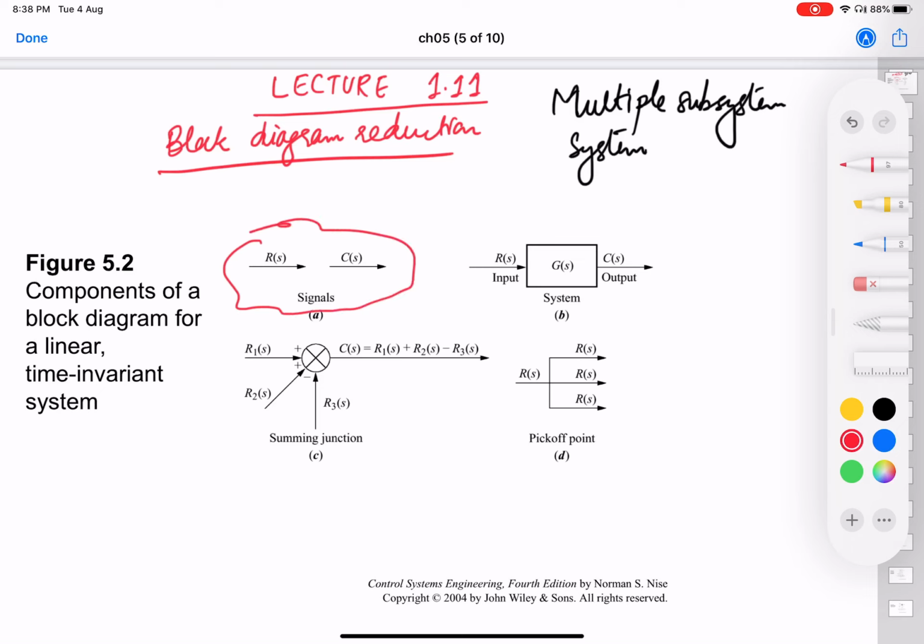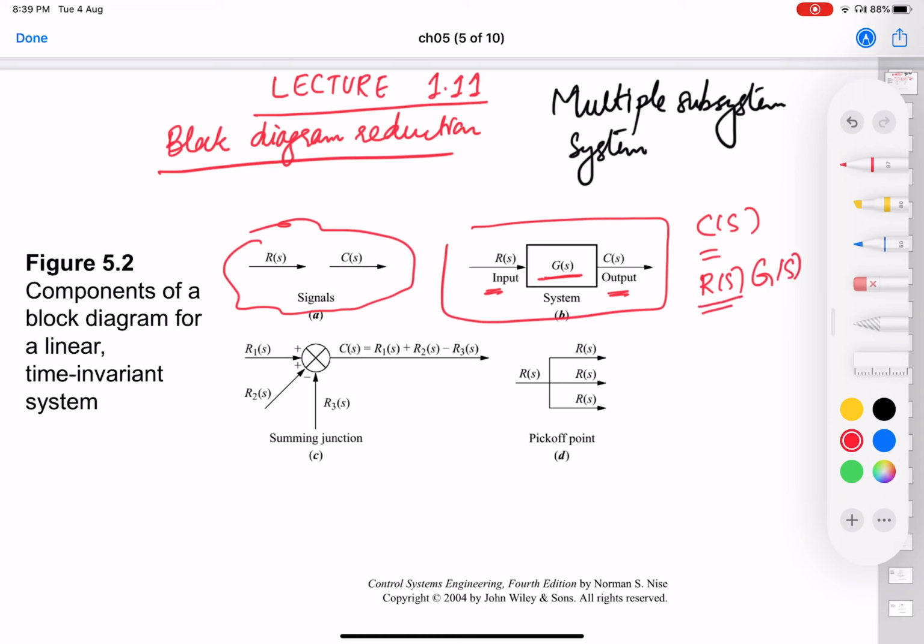Then you already know that you have a system in block diagram form like this. R(s) is normally your input, and it gets processed through the system, and you get the output. A notation like this means that your output is equal to R(s) into G(s), where R(s) is the signal and G(s) is the transfer function of the system. So when you draw something like this, it automatically implies that C(s) is equal to R(s) into G(s).